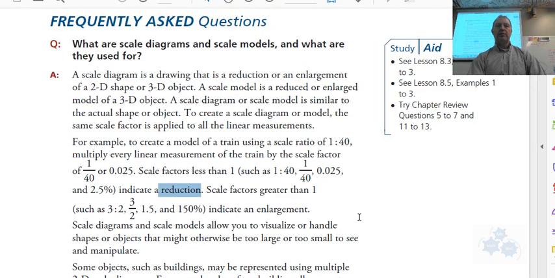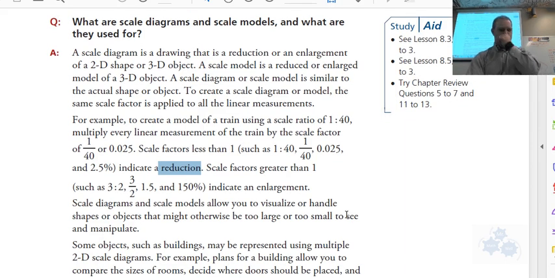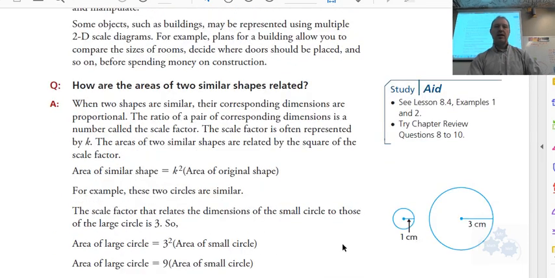Any questions about scale diagrams, scale models, what they're used for? Okay, so I'll let you finish reading that if you need to.